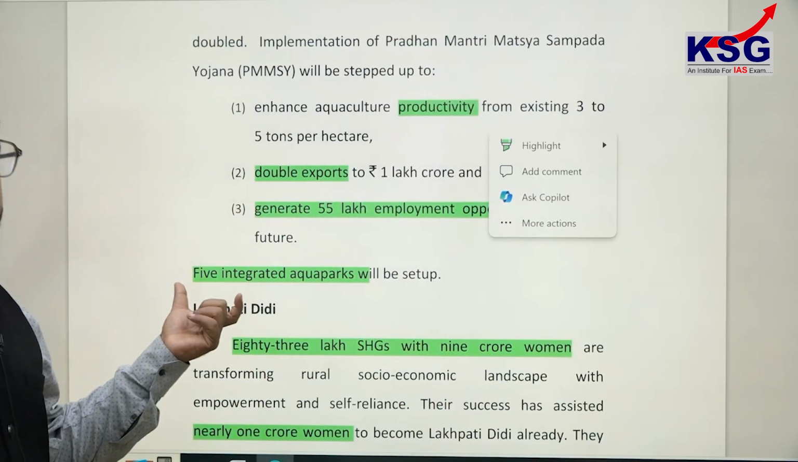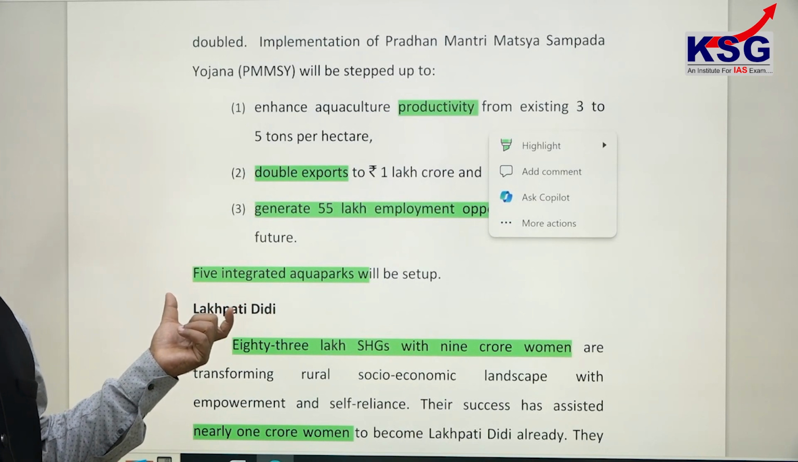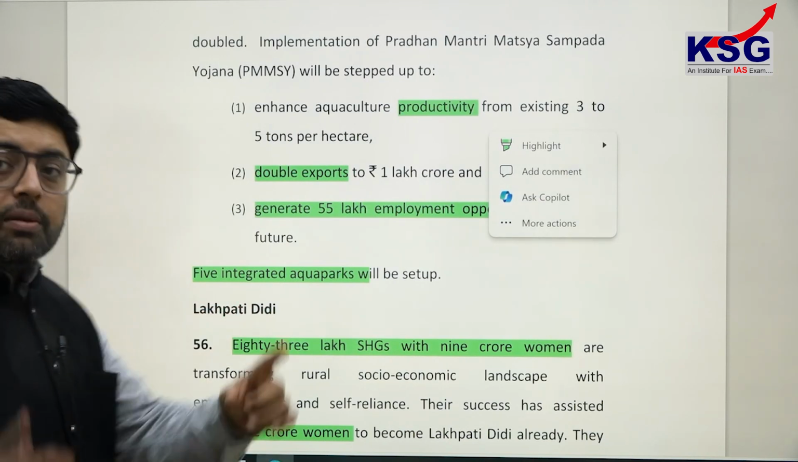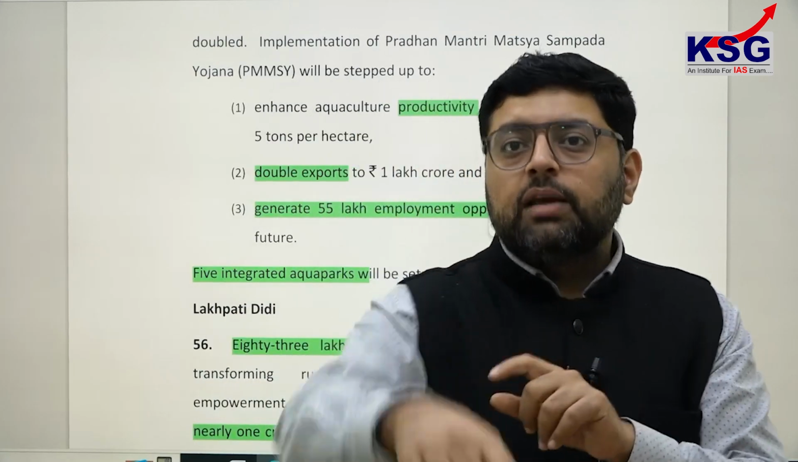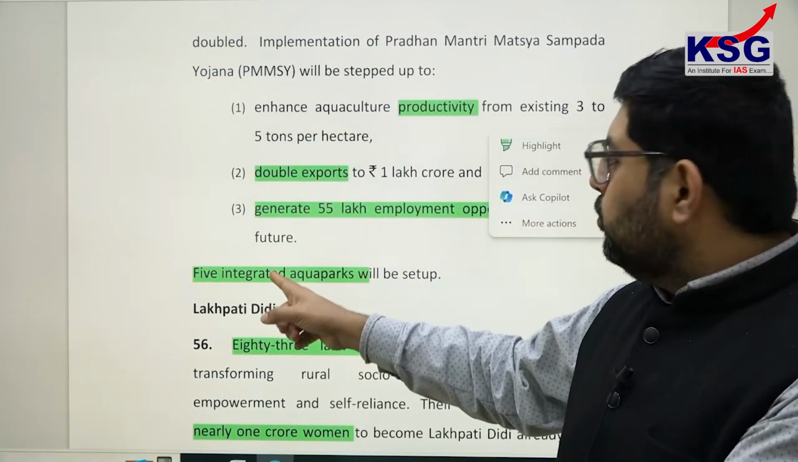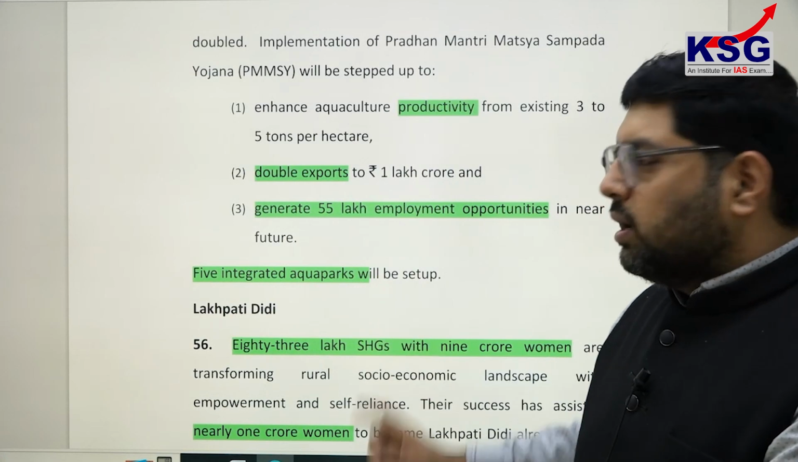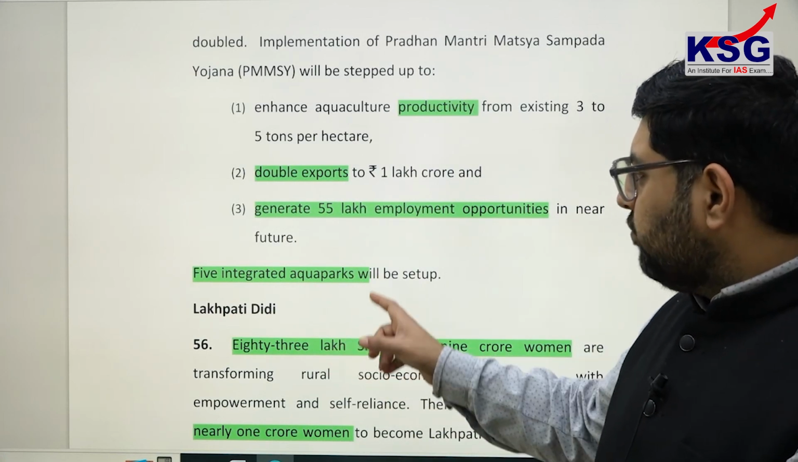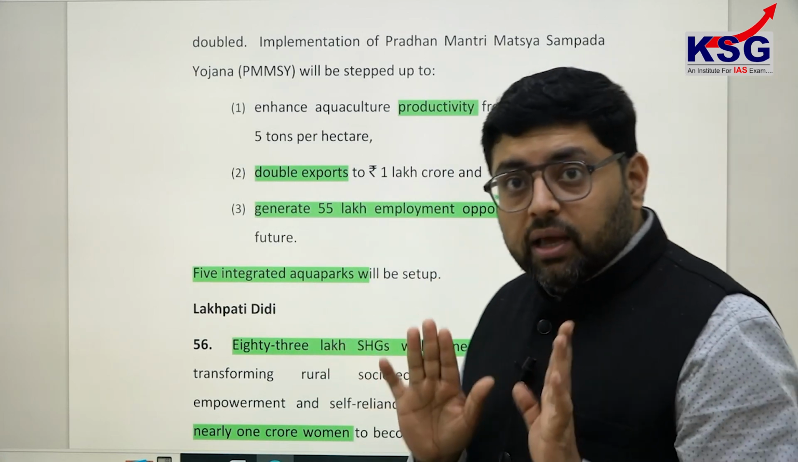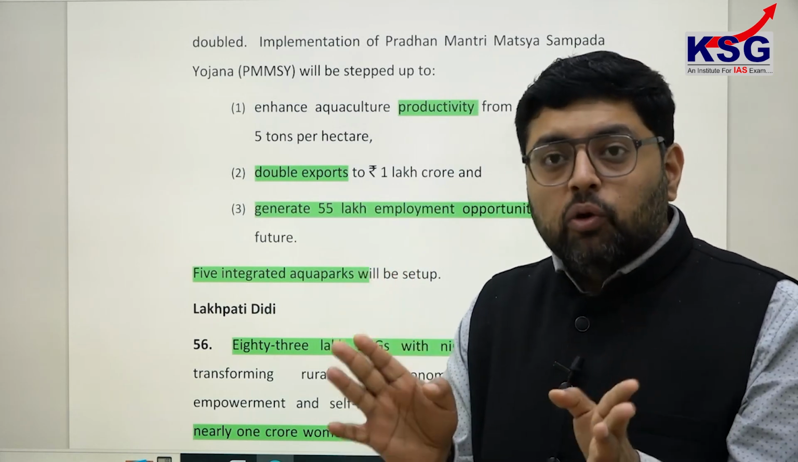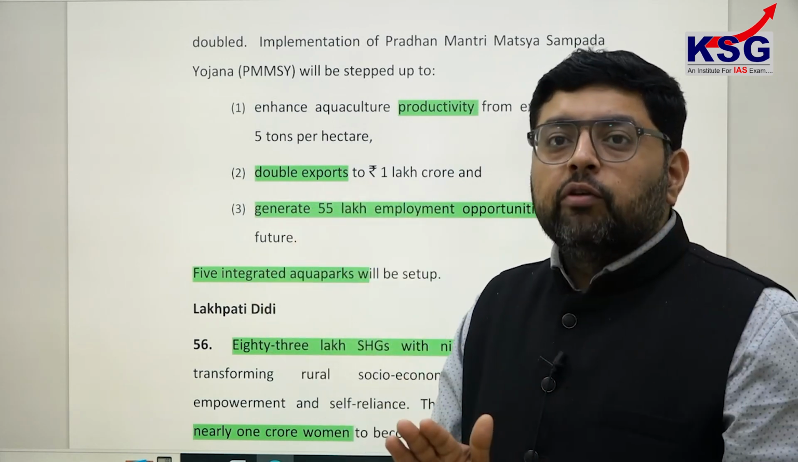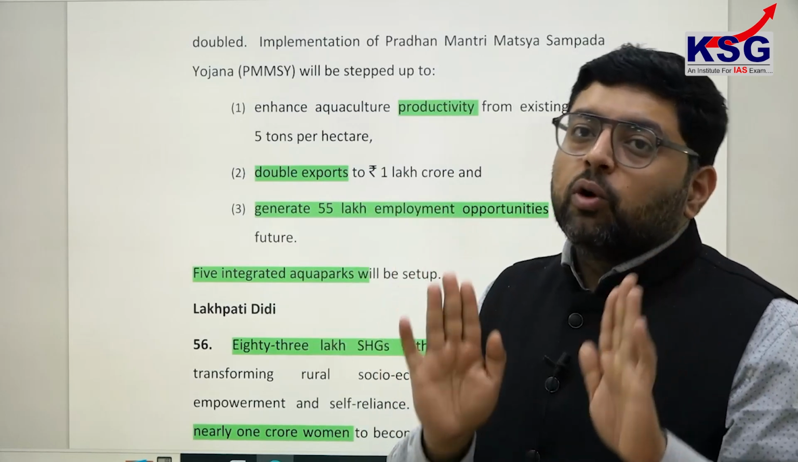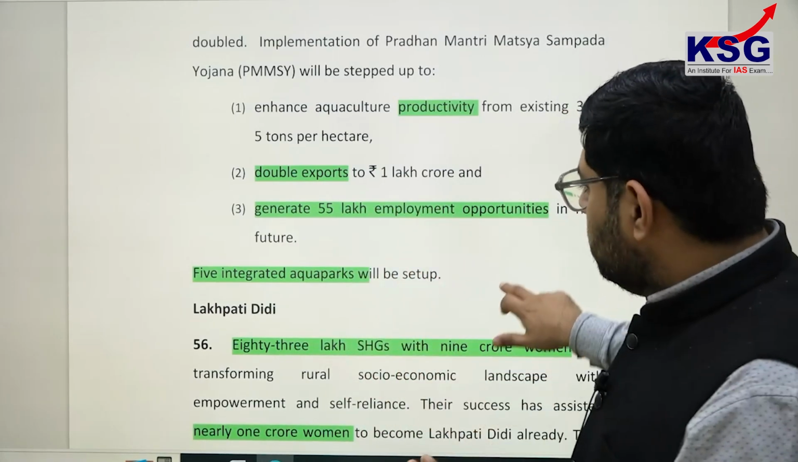Just like we focused on a cluster based approach earlier, this time also we are coming with a cluster based approach on aqua parks. Five integrated aqua parks will be there in India. Where they will be located, when and how they will be developed, again you have to wait and watch.